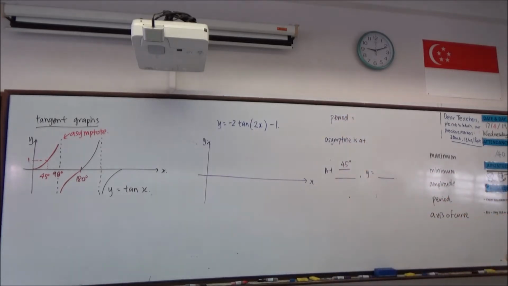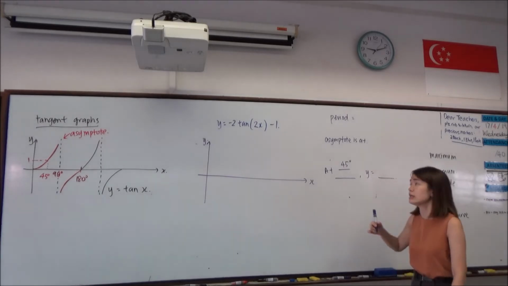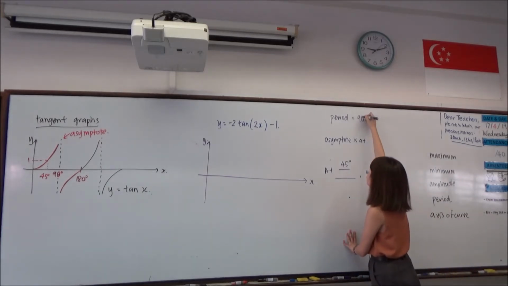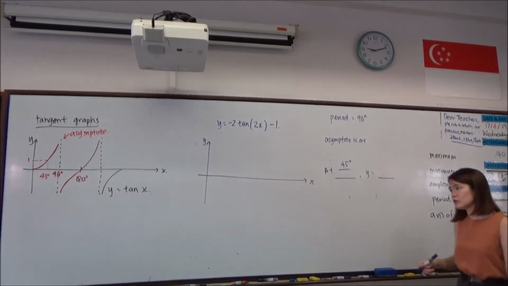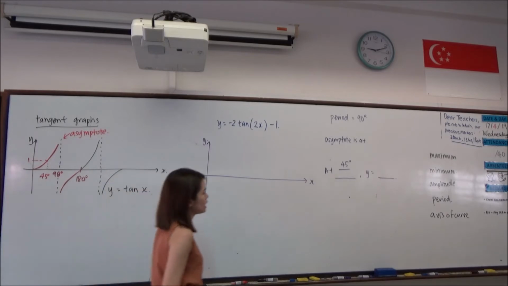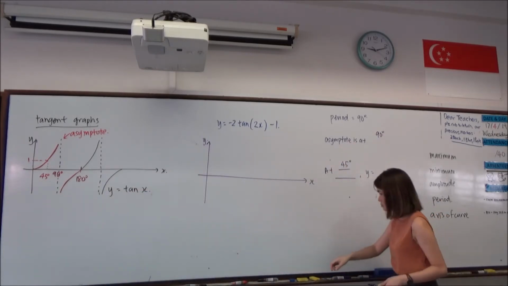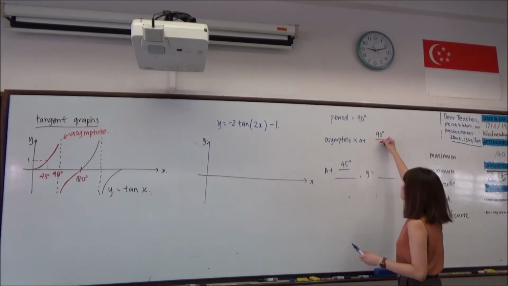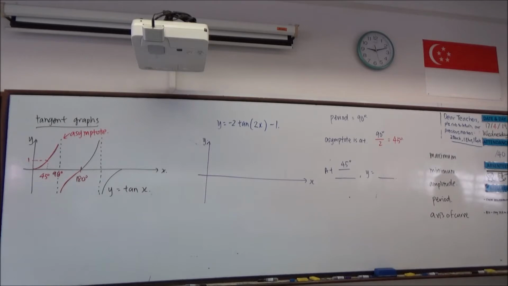Okay, so the period for a standard tangent graph will be 180 degrees. So since this will tell us the period, that means in this case the period is going to be at 90 degrees. Okay. Likewise, to find out the asymptote, you need to know that for the standard one, it is first at 90 degrees. So we will look at 90 degrees and then divide by 2. So that will tell us that it is going to happen at 45 degrees.